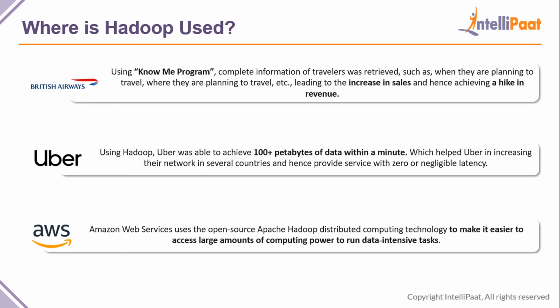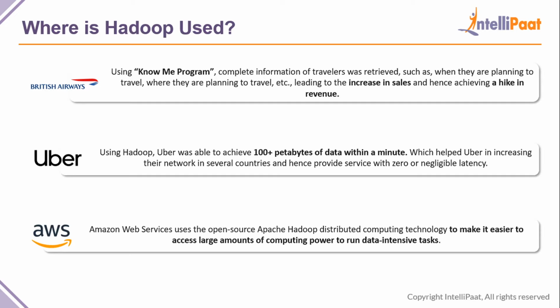Coming to Hadoop again, by making use of Hadoop, Uber was able to process hundreds and hundreds of petabytes of data within a single minute. What this did for Uber is that Uber could increase their network, not just to multiple regions in a single country, but to several countries altogether. So basically there is no latency. You can have a server sitting somewhere in North America, and you can be picking up a cab in India. In fact, you'll have like 10 milliseconds of latency, which at the end of the day is nothing when you're booking a cab or a ride home, right?